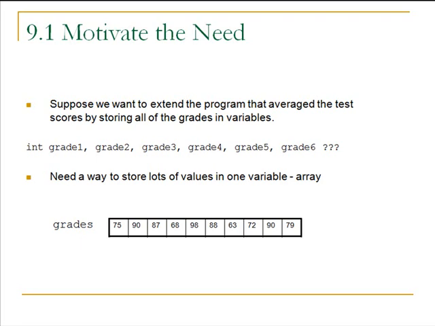Well, this would be really a tedious thing to do if we had 100 of them, or if we had 1,000 of them. We would never get finished just declaring the variables, and processing those variables would be a very painful way of coding. So what we need is a way to store lots of values in one variable, and this will be called an array. On this slide we have a picture of what an array in memory might look like. So we have a variable called grades, and we have 10 different grades in that one variable. And this is the concept of an array.